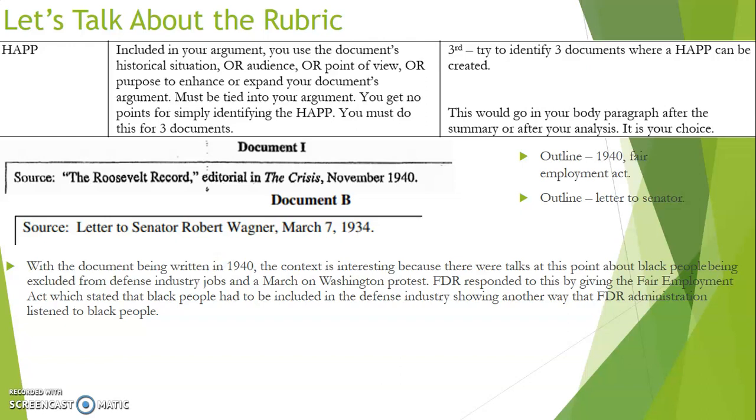So this would be my HAP for document A. With the document being written in 1940, the context is interesting because there were talks at this point about black people being excluded from defense industry jobs and a March on Washington protest.